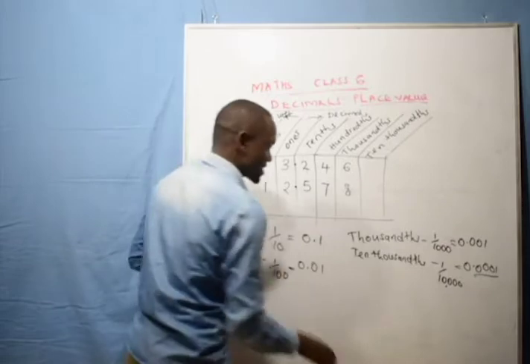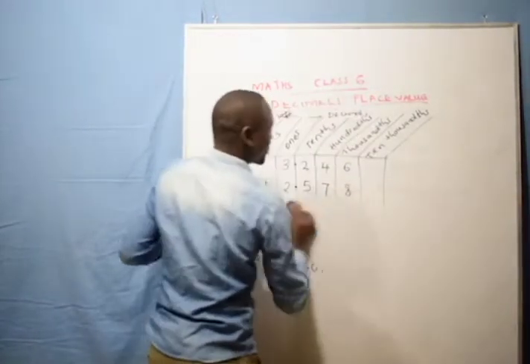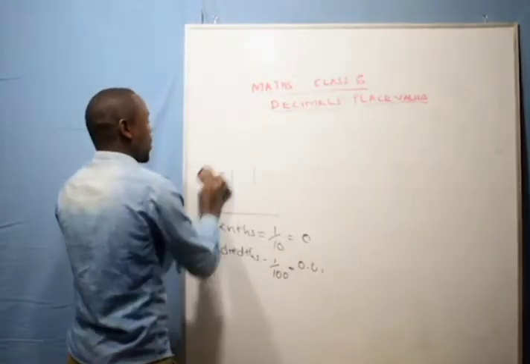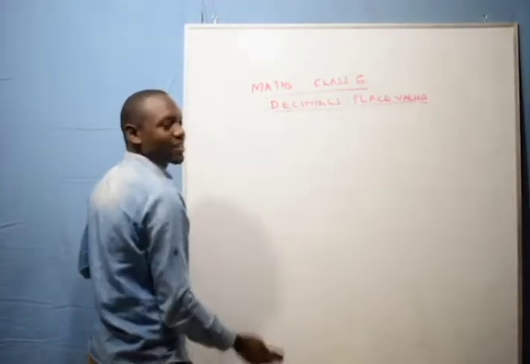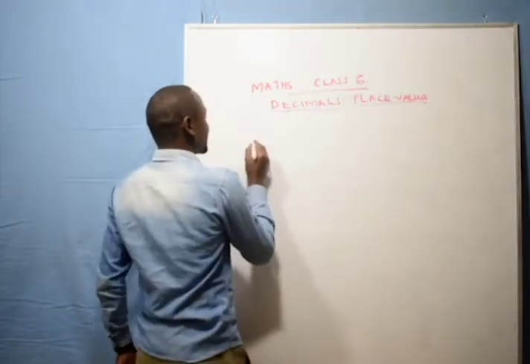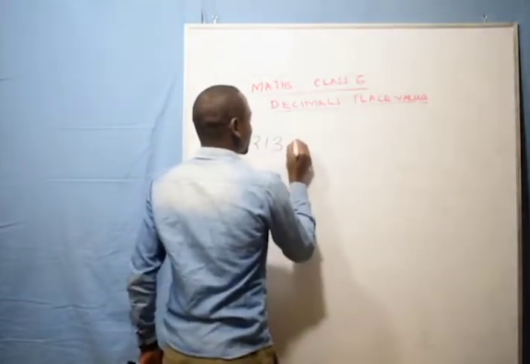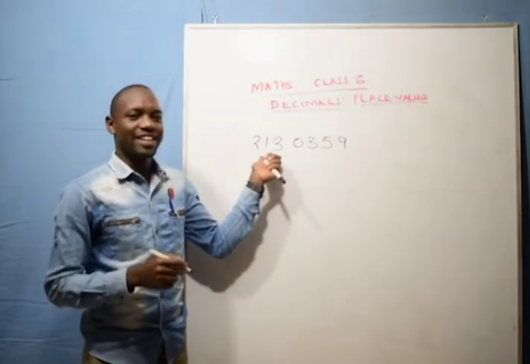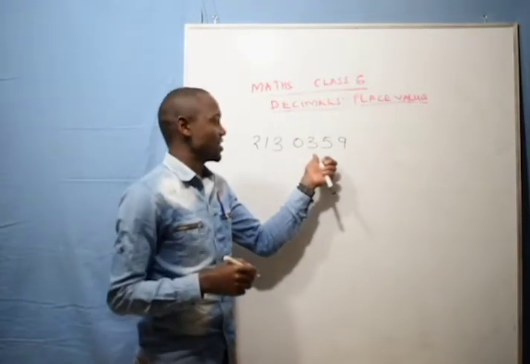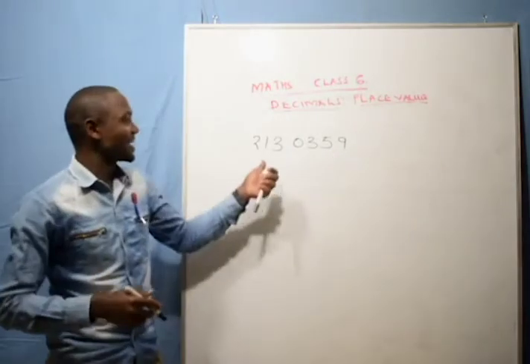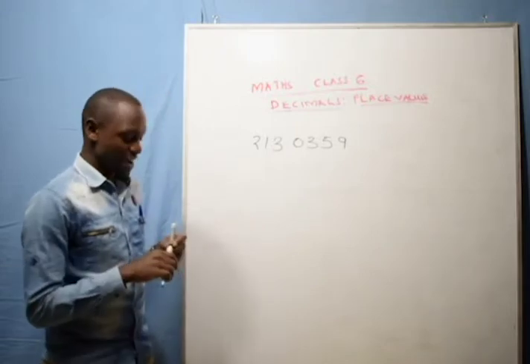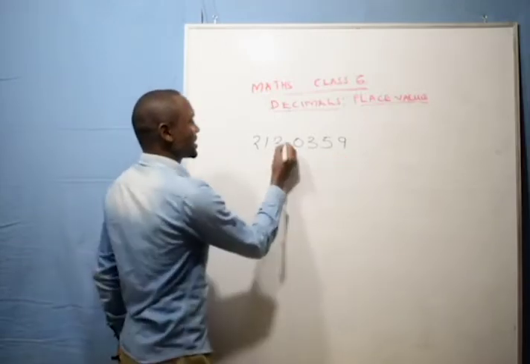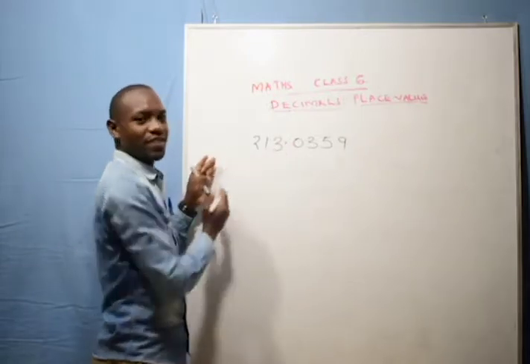Let me give you a number. We try without the table. I say numbers from the decimal point to the left are whole numbers, and from the decimal point to the right are decimals. In a number like 213.0359. Let's now get the place value of the digits. We say this is the decimal point. Numbers to the left of the decimal point are whole numbers.